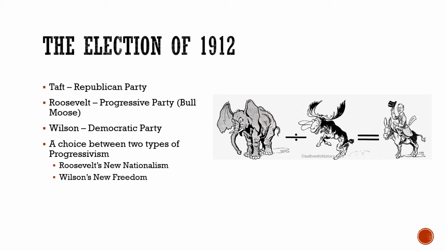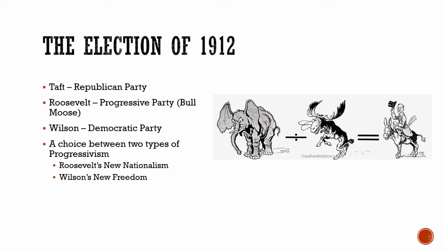So anyway, what you get is the Republicans splitting their votes between Taft and Roosevelt, which leads, as this cartoon shows, to a Democratic victory. Woodrow Wilson riding in on his donkey. So anyway, the two main parties here are really Roosevelt and Wilson. Taft is kind of definitely going to lose.